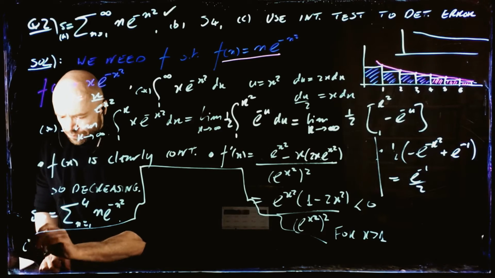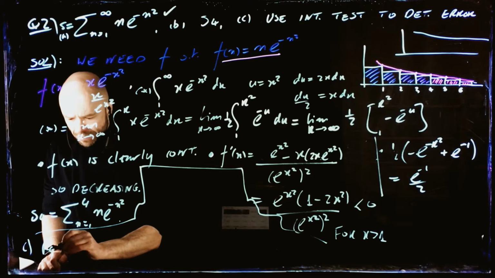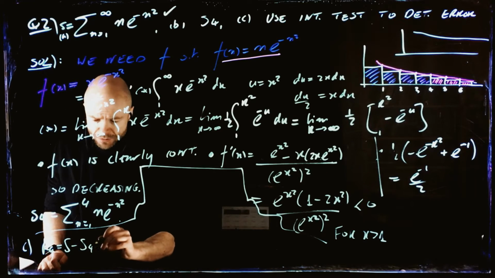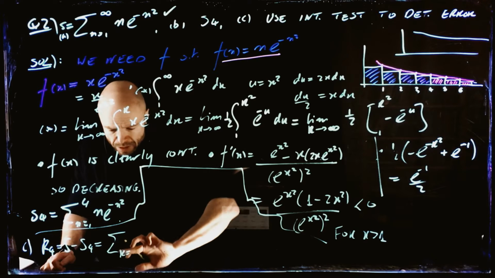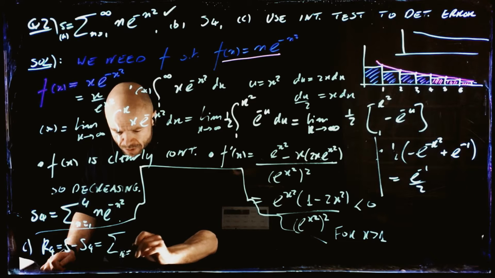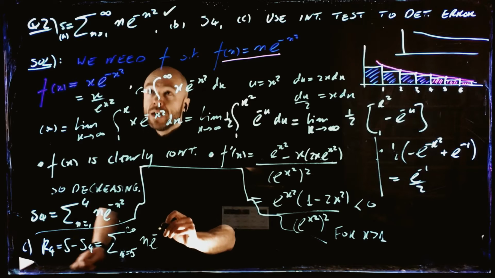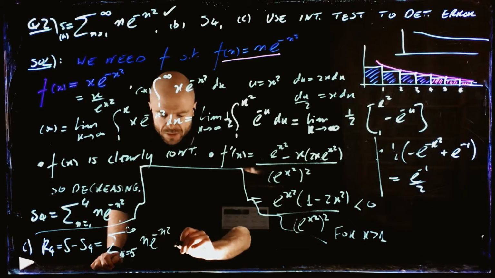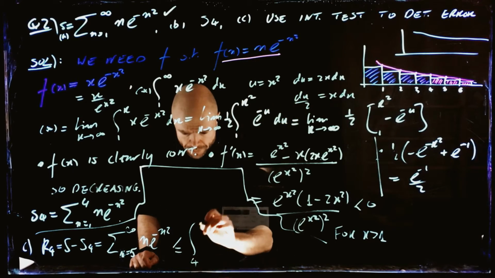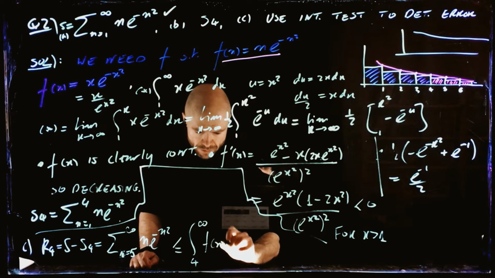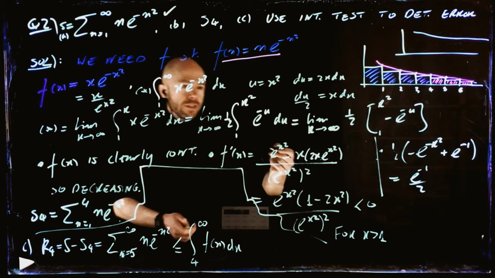So for part C, we know that R4, which is the remainder, the difference between the actual sum and the first 4 terms, this is the sum from n equals 5 to infinity of all of these terms, n e to the minus n squared, and it is less than the integral from 4 to infinity of our function. Cool. So that's the only thing we need to do, is to calculate this.